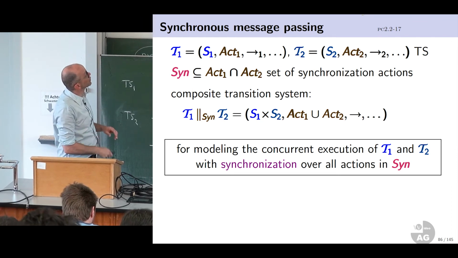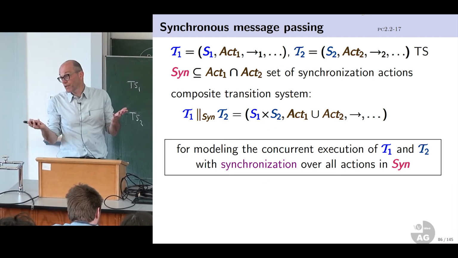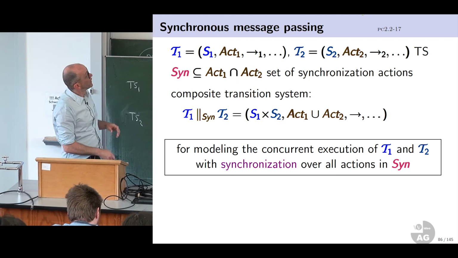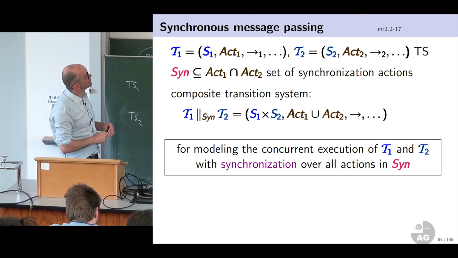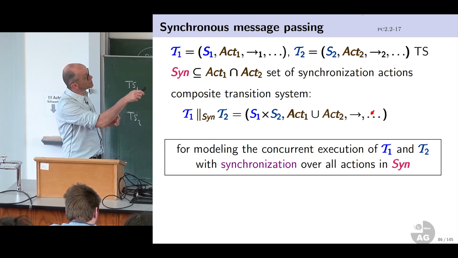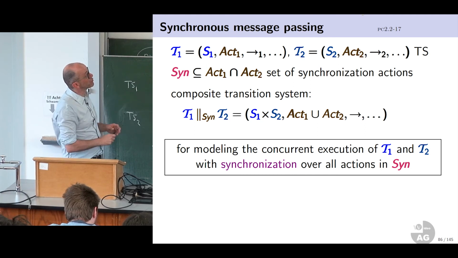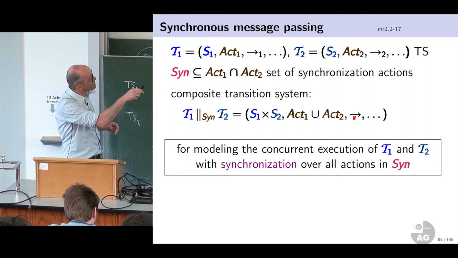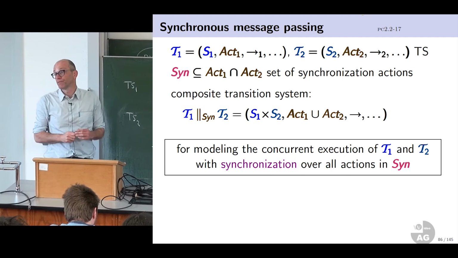Same principle as before, we take the Cartesian product of the state spaces, S1 and S2. We take the union of the actions, and we're going to do the same with the atomic propositions and the labelings as we had seen before. The critical point is how to define this transition relation.